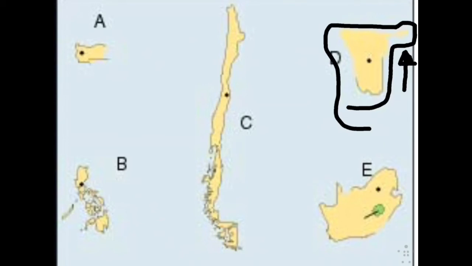Next is perforated. Perforated is a state that completely surrounds another state. That's the example here with E. This would be perforated. Again, South Africa and Lesotho is the example there.